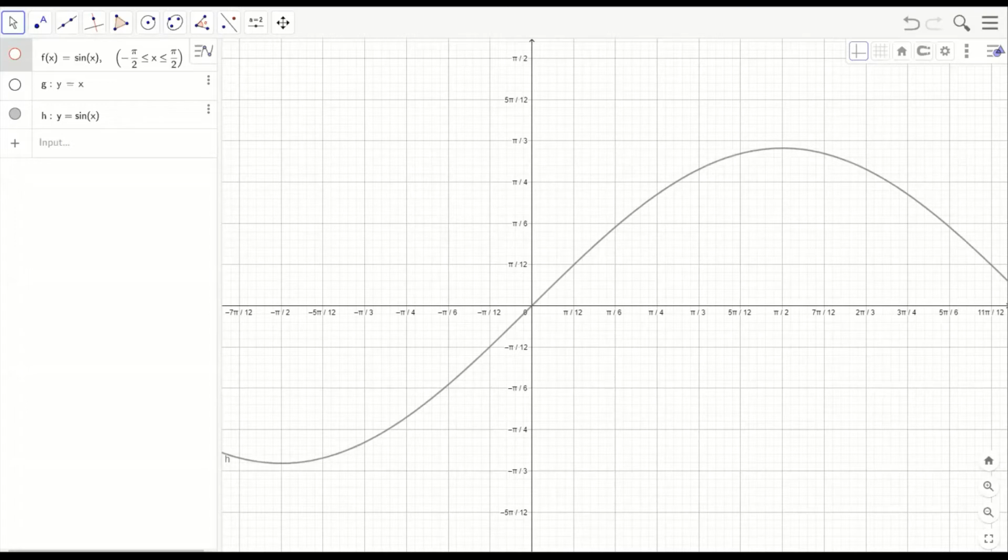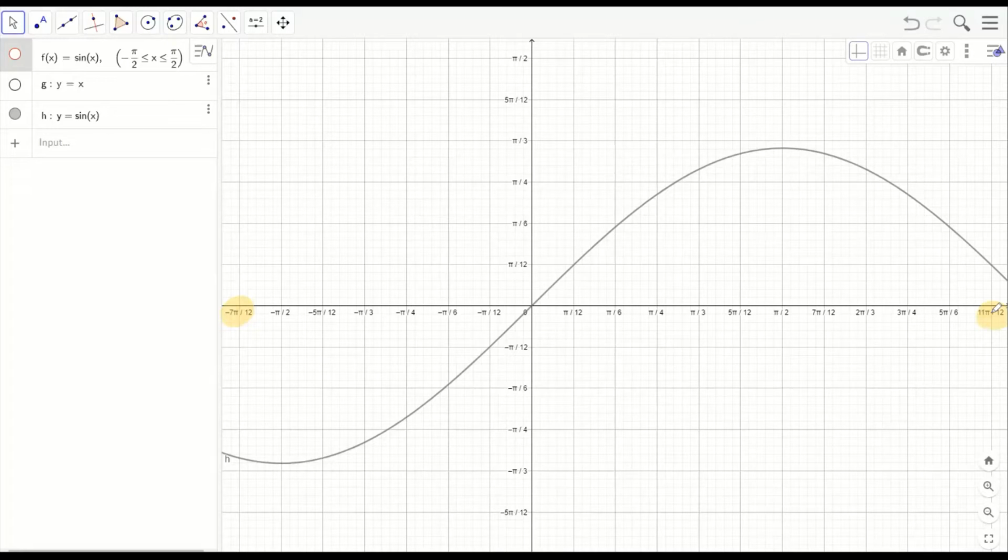If you look at the domain here, we could say this is any real number, all right? But we're limited on the screen. So it's going from around negative 7 pi over 12 to around 11 pi over 12, as you can see on the screen. So this is the domain that's visible. Okay, the grey curve is, of course, y equals sine x.